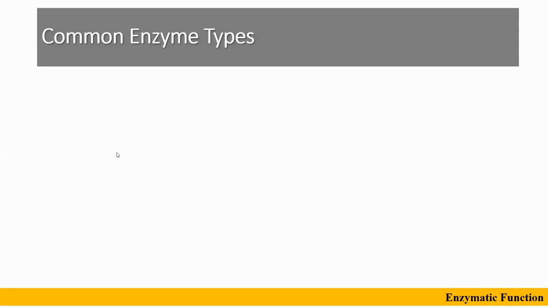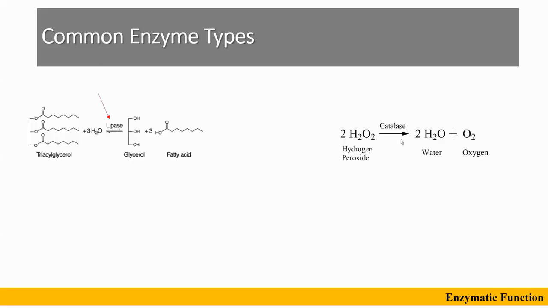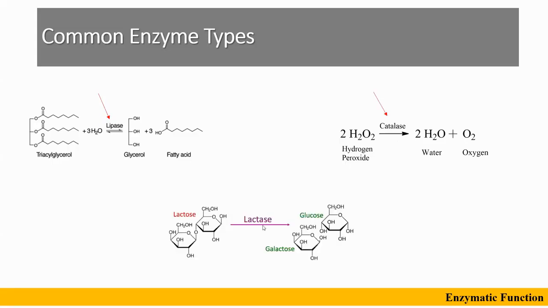Common examples of enzymes include lipase, found in meat and dairy products. It breaks down fats into glycerol and fatty acids. Another enzyme is the catalase enzyme, which can also be found in potatoes. It breaks down the hydrogen peroxide into water and oxygen. The last enzyme for this lecture is the lactase, which can be found in milk. It breaks down lactose sugar into glucose and galactose.